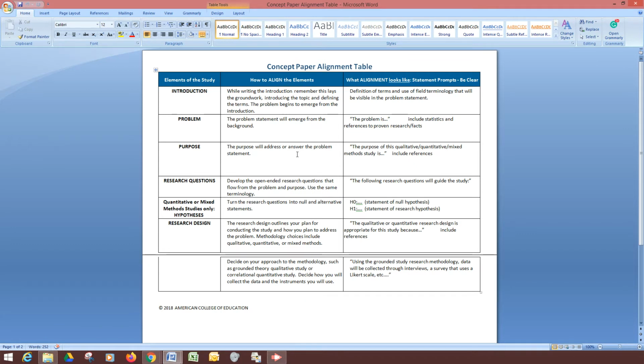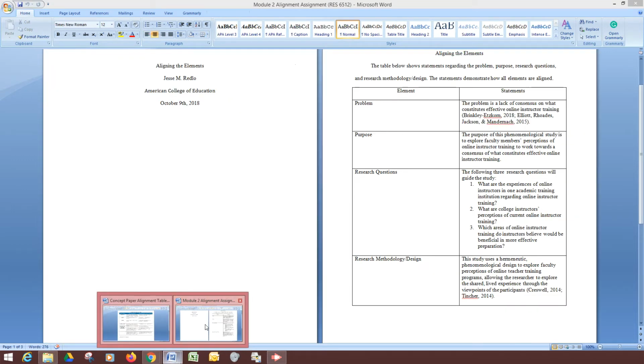Your purpose needs to answer the problem. It has to address the problem statement. So the purpose of this, say, qualitative method study is to, et cetera, and it basically should be to address or solve the problem. And then your research questions, if we're talking about qualitative, should be open-ended that flow from the problem and purpose using the same terminology. And that same terminology component is key because that helps to create direct alignment. So I'll give you an example from my own dissertation.